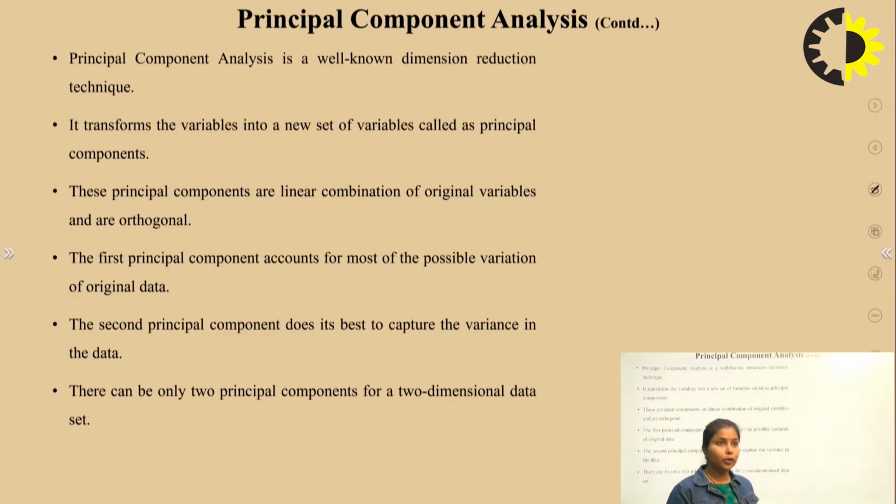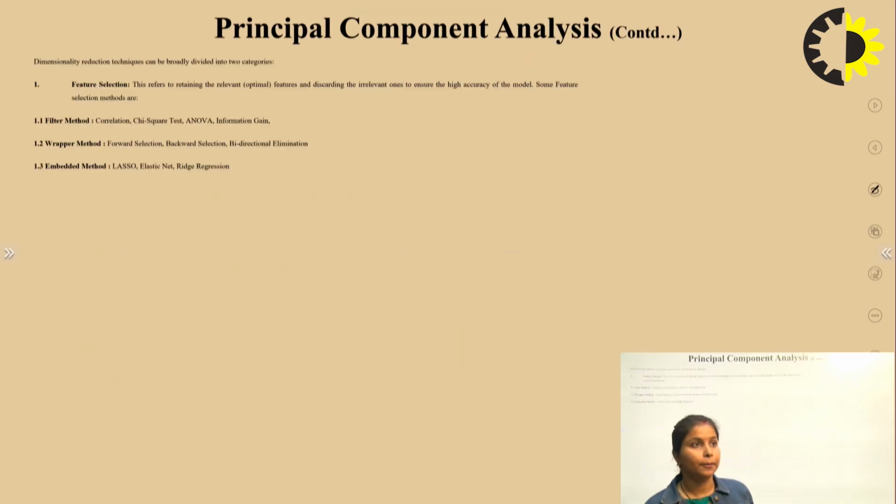Principal component analysis is well known as a dimension reduction technique, and it transforms the variables into a new set of variables called the principal components. These principal components are linear combinations of the original variables and are orthogonal. The first principal component accounts for most of the possible variation of the original data. There can be only two principal components for a two-dimensional data set.